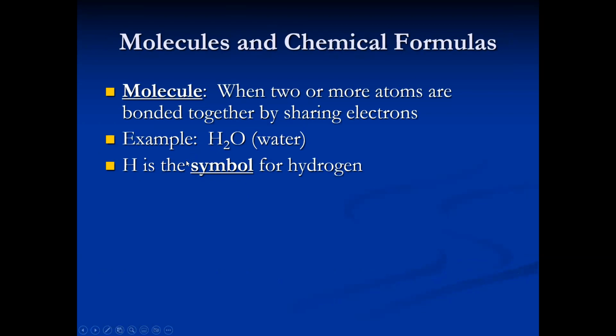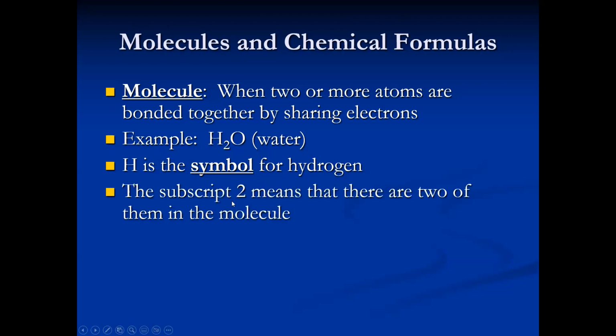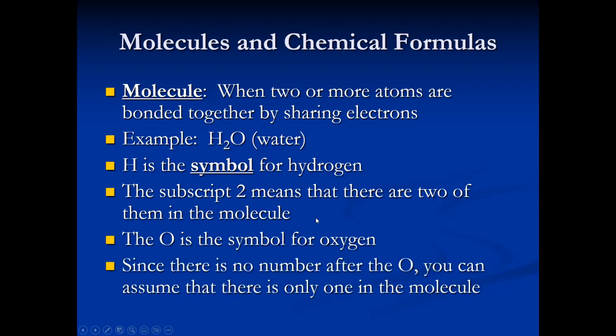Now, there's a big difference between the name and the symbol. The symbol is just 1 letter. The name is the full word, water, or hydrogen in this case. The subscript 2 means that there are 2 of them in the molecule. Now, in math, if it was x squared, the 2 would be up above. But because it's down below, it means that there are 2 hydrogens and 1 oxygen. When there's nothing written after the letter, it means there's 1. The O is the symbol for oxygen, and since there's no number after the O, you can assume that there is only 1. If there were none in there, it wouldn't be written. So think of it kind of like math, but instead of the numbers being up above, they're down below.